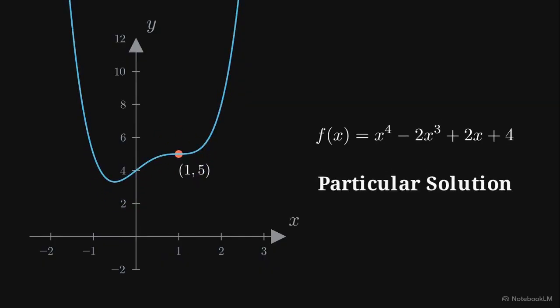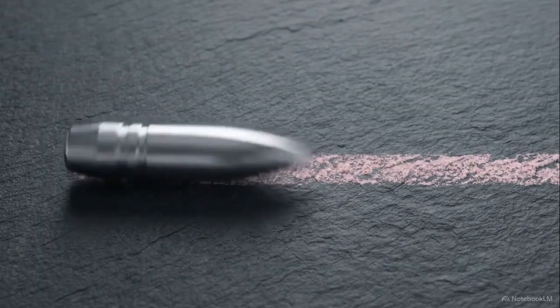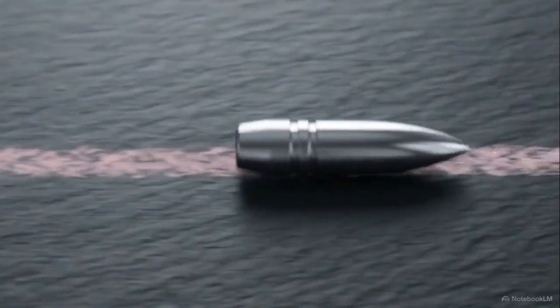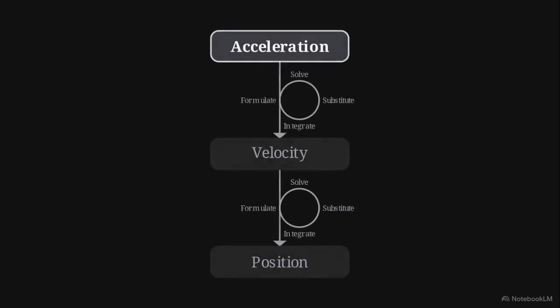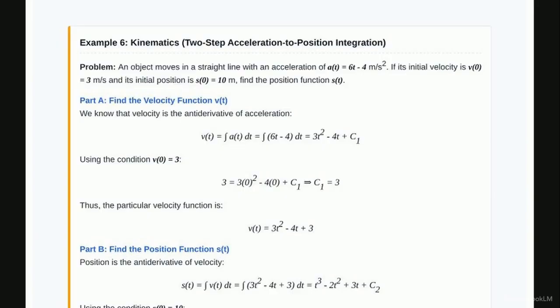In physics, finding an object's exact location often requires working backwards from its acceleration. Let's look at this accelerating component. Doing this requires us to run our standard algorithm through 2 consecutive cycles. This problem block outlines our raw data. We have an acceleration function of 6t minus 4. We also have 2 initial conditions, an initial velocity of 3 meters per second and a starting physical position of 10 meters. Let's execute cycle 1.